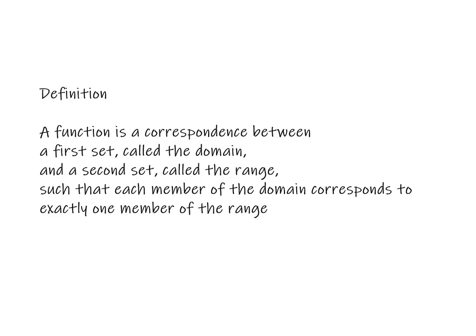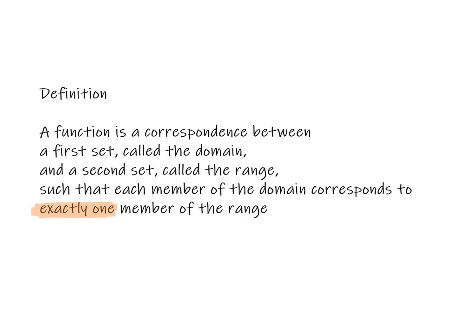First of all, let's recall that the definition of a function is a correspondence between a first set, called the domain, and a second set, called the range. This correspondence is a function if each member of the domain corresponds to exactly one member of the range. And that's an important distinction. This exactly one needs to be true. And that's each input in the domain has exactly one output in the range.